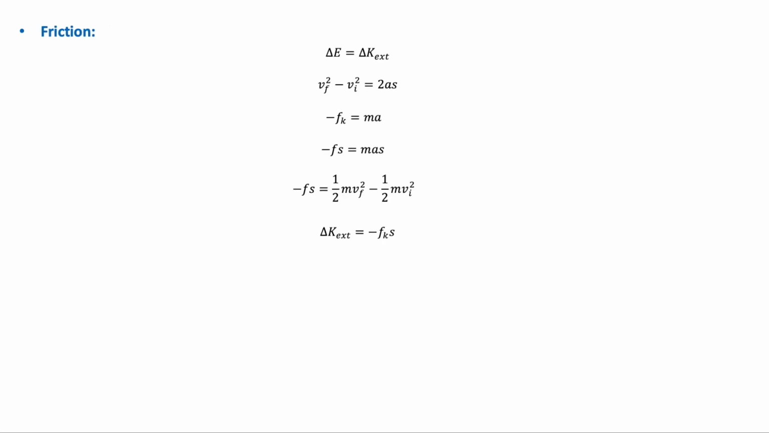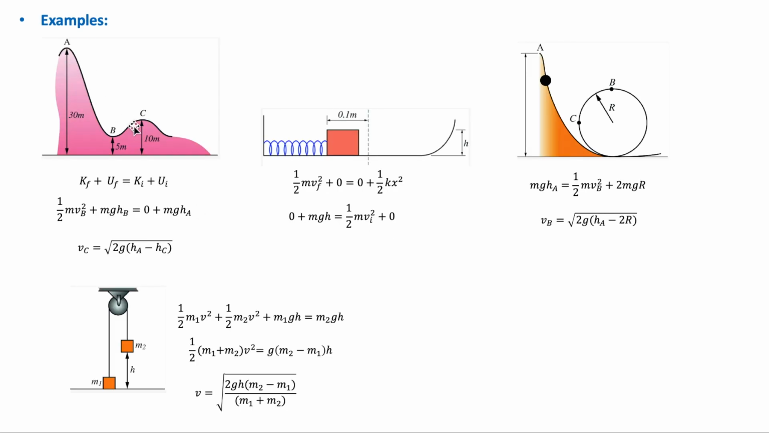So the initial point is at A and the final at C. So at C there is kinetic and potential energy, and at A the kinetic energy is zero because the roller coaster started from rest, and there is potential energy, and from this we may find the speed of the roller coaster at C.